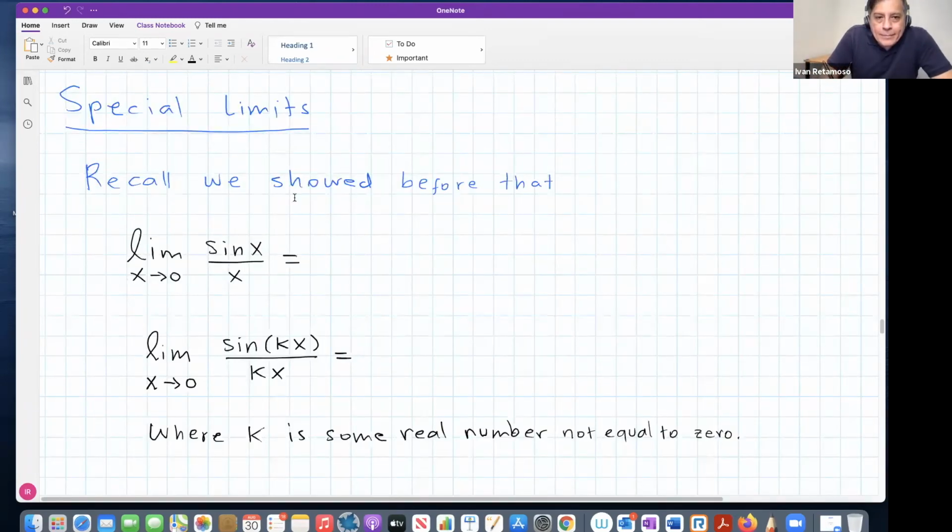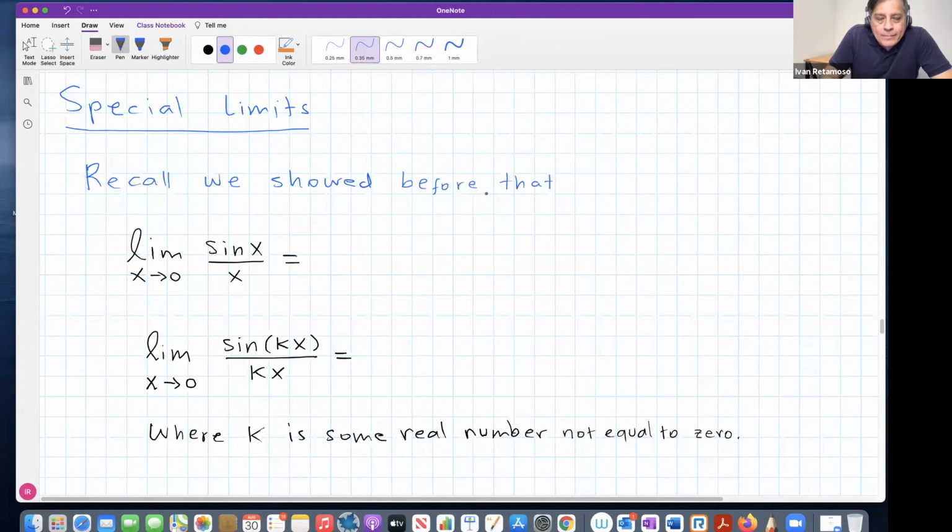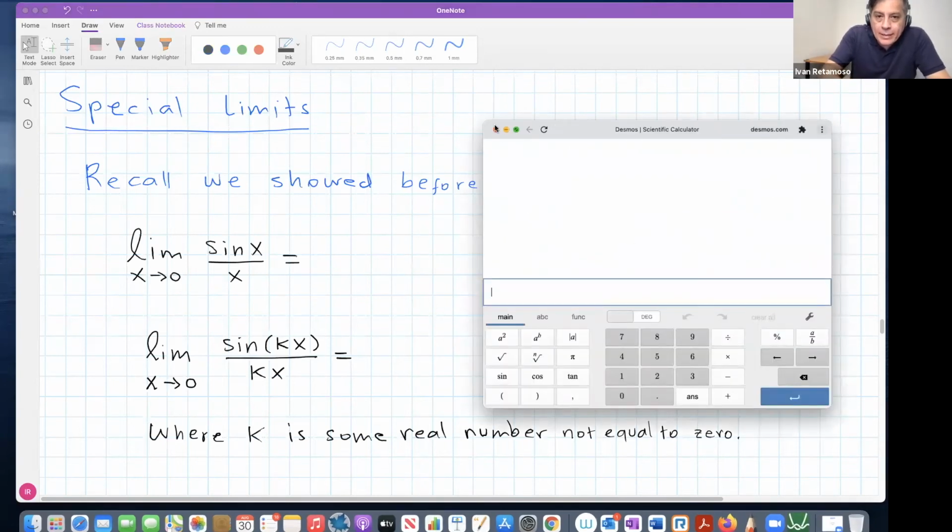Recall first that we showed before that the limit of this expression, sine of x over x, as x approaches 0, was equal to something. Anybody remember what this limit is equal to? Remember, we created a table, and then we worked with that table, and we got to some conclusion there. But what's that limit? Anybody remembers? As a hint, I'm going to give you the graph of this function. Maybe from there you can catch it.